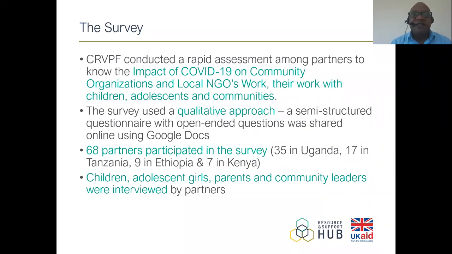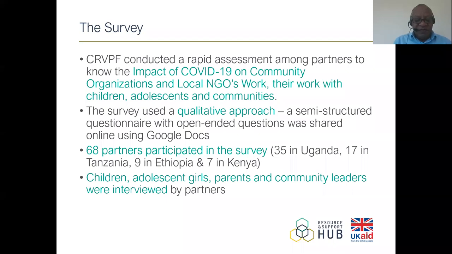The result of the rapid assessment was not favorable, so we agreed to conduct a survey. The survey used a qualitative approach, and semi-structured, open-ended questions were shared online with all our partners using Google Docs. 68 partners participated in the survey, 35 from Uganda, 17 from Tanzania, 9 from Ethiopia and 7 from Kenya. Children, adolescent girls, parents and community leaders, as well as partners, were interviewed.